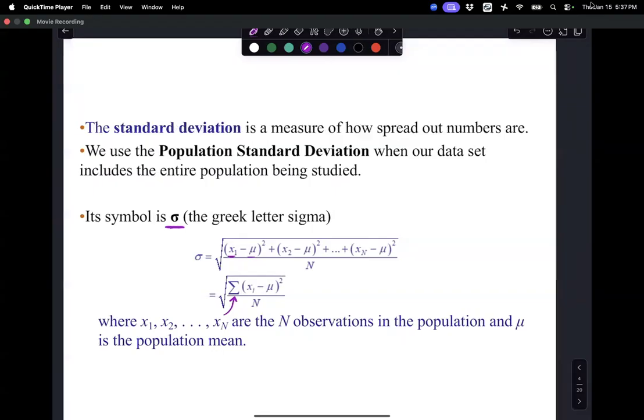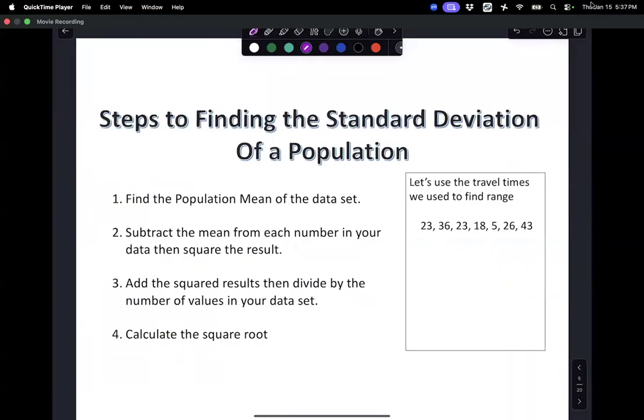All right. So we're going to step through it one baby step at a time. We're going to do the whole thing together, so go ahead and map this out while I do. The first thing we're going to do is find the population mean. I think we found this on Tuesday.